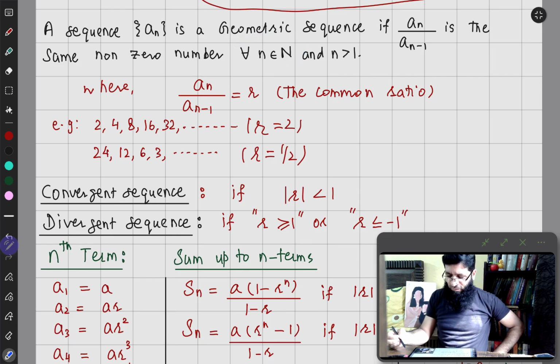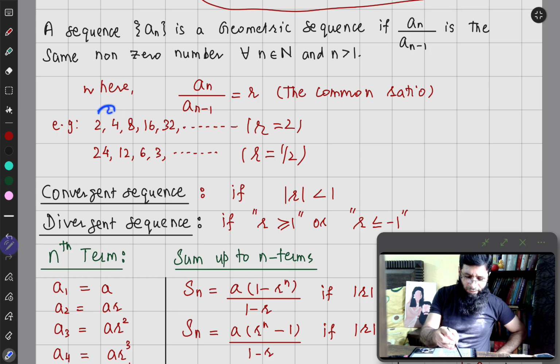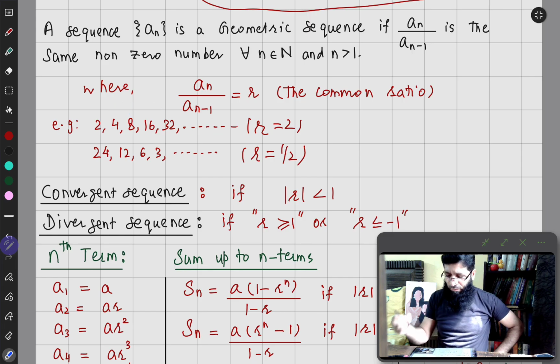And in this case, the division of a_n and a_(n-1) will be called r, the common ratio. You can see that in this sequence, if you divide 4 by 2, you will get 2. Similarly, 8 by 4 will be 2. 16 by 8 will be 2. 32 over 16, it will be 2.